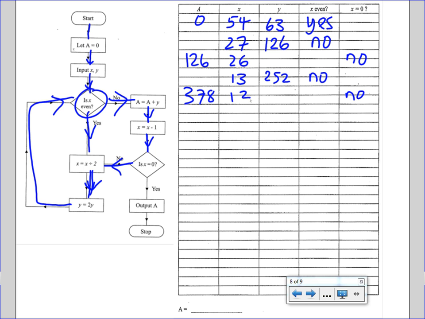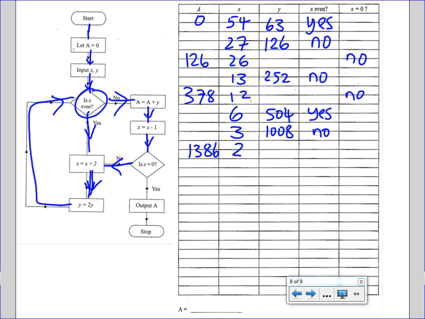Oh yes, it gets halved. What am I talking about? Halved. So this goes down to 6. Then this goes down to 504 because it gets doubled. Then yes, it is even. So then this gets halved to 3. And this is 1008. And I think I've done this right. And then this is no. Was that yes? Okay, I think I've done this right. No. And then this is 1386.